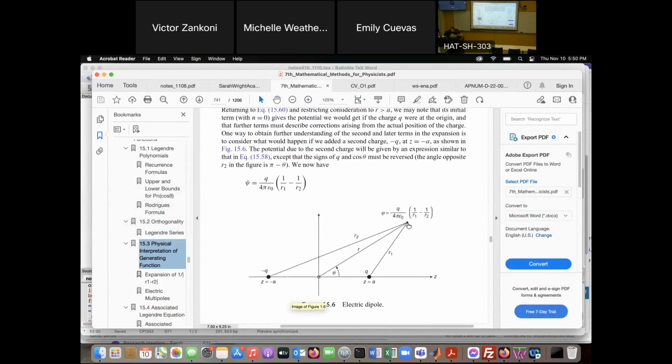And we want to evaluate the electrostatic potential at some point somewhere in free space. Again, the distance from that point to the origin is R, the distance to the first charge is R1 again, so same meaning as before. R2 is the distance to the other charge.